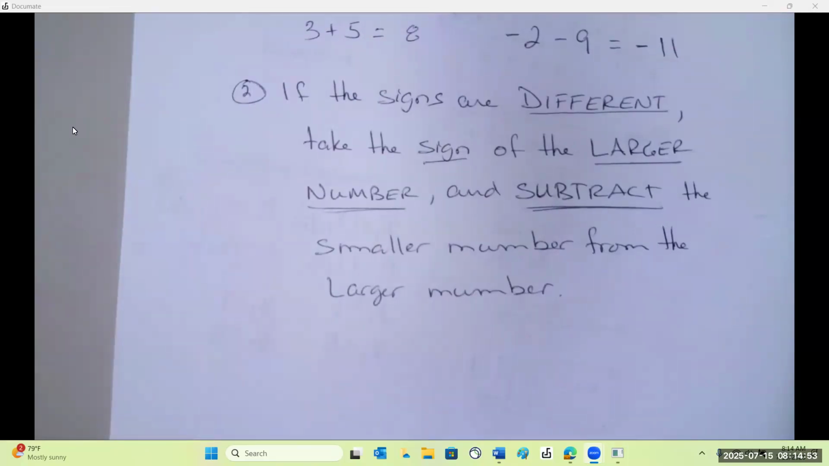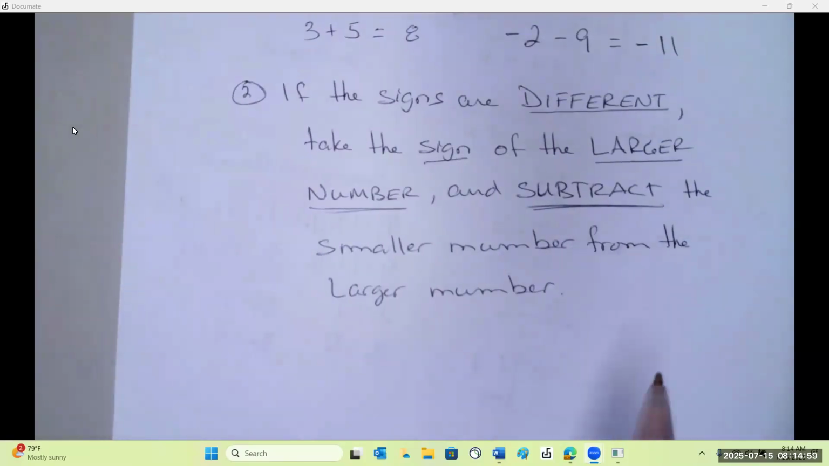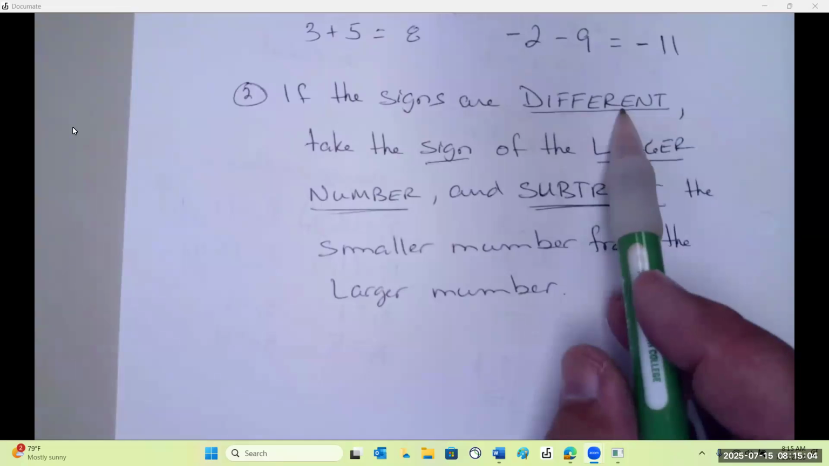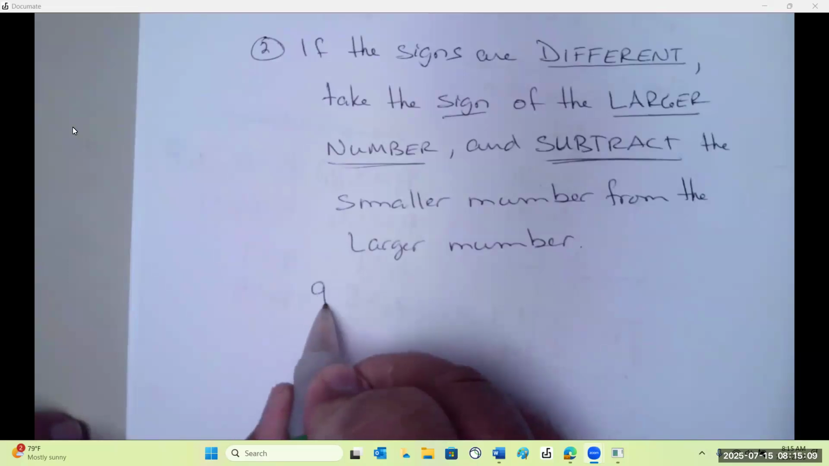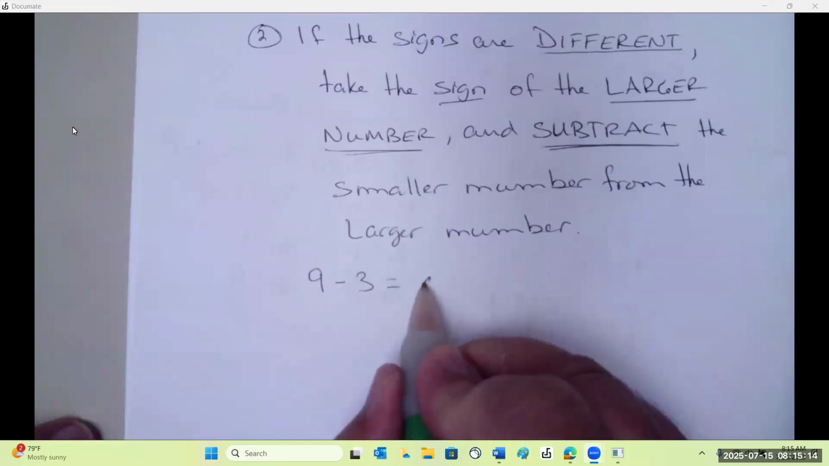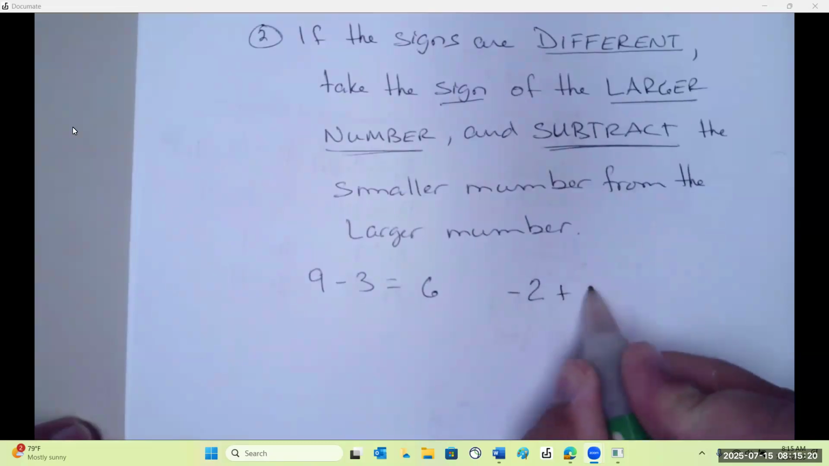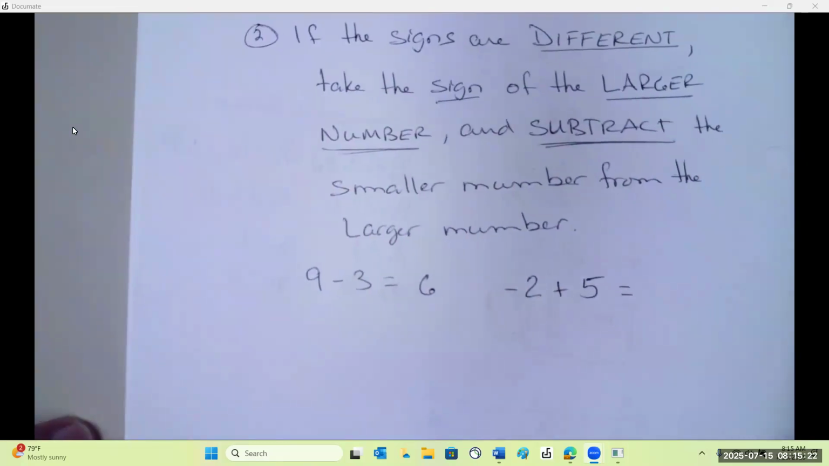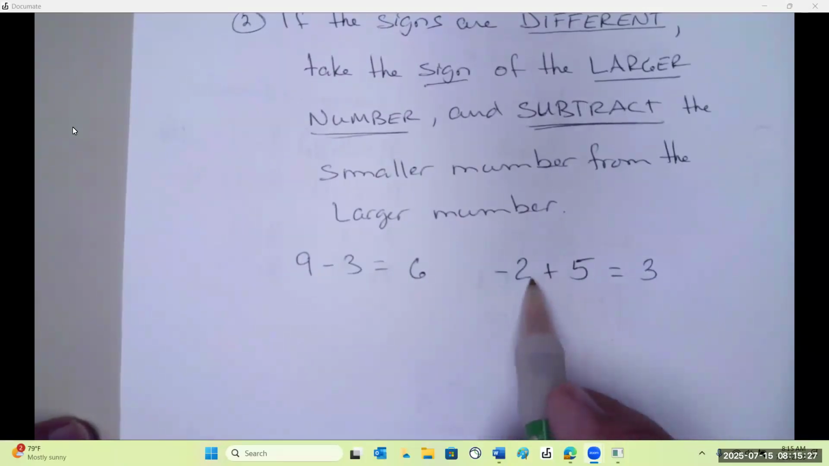When we do word problems, we're going to see that one of the words that defines subtraction is the word difference. That's why if the signs are different, we have a difference, therefore we subtract. 9 minus 3 is 6. Negative 2 plus 5. Yeah, because the signs are different. Take the sign of the larger, which is positive, and subtract numbers. 5 minus 2 is 3.